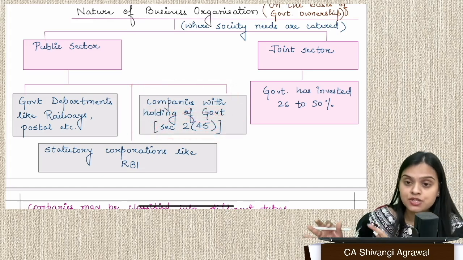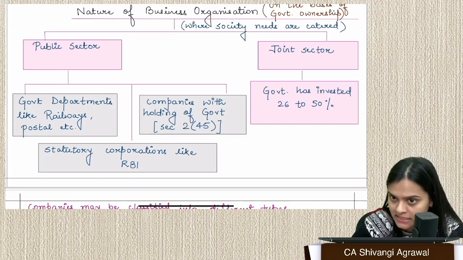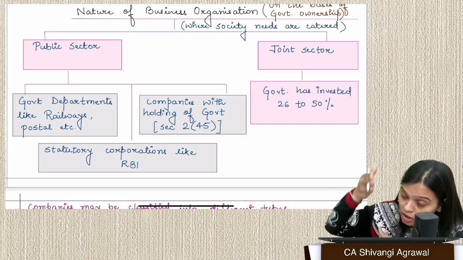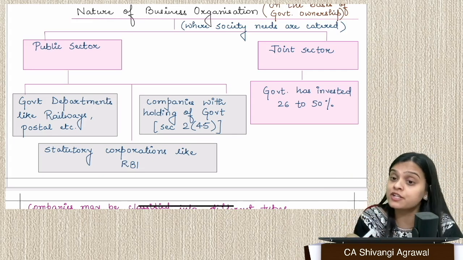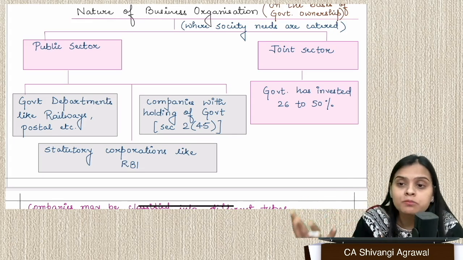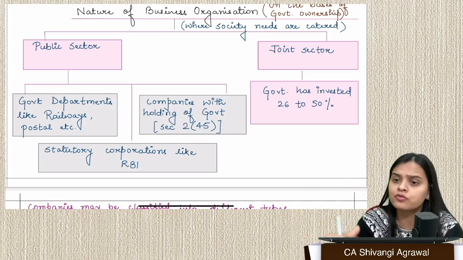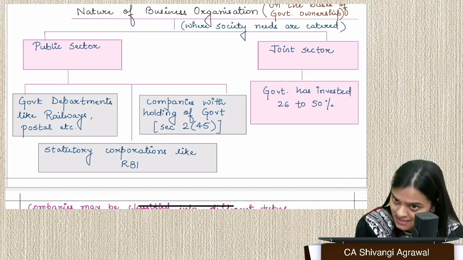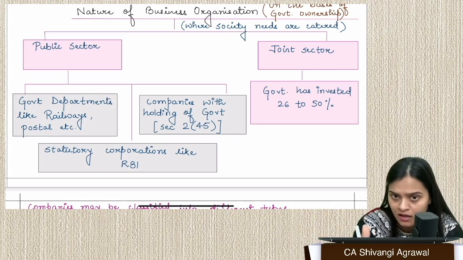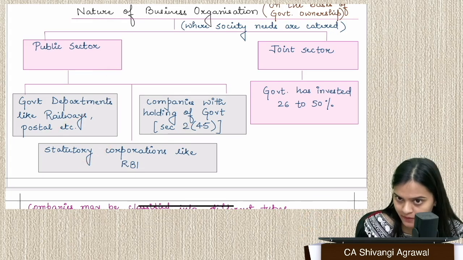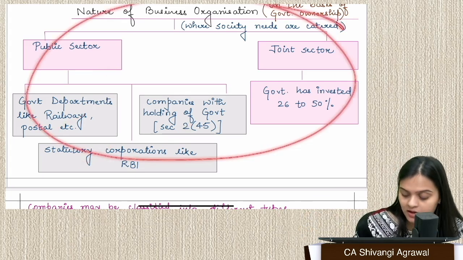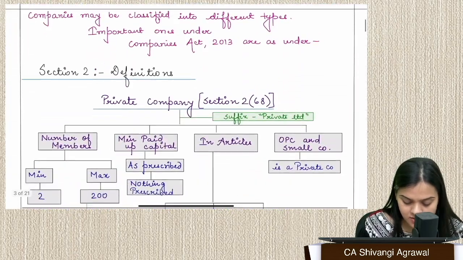When we read section 2 clause 45, we come to know what government companies are. The companies which are incorporated under the Companies Act or previous company law, in which 51% or more stake, shares, or voting power is held by the central government or state government, or a combination of them, are called a government company, right? So the public sector is divided into these three. A short note may be asked on this.